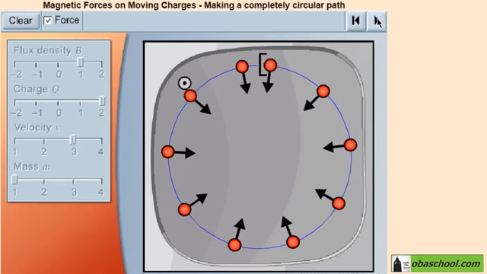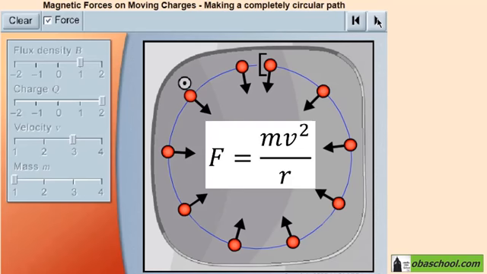The constant force of the particles perpendicular to their path provides the centripetal force needed to make them follow the circular path. The force F on a charge Q moving with a velocity v in a magnetic field of flux density B is given by F equal to BQV, and the centripetal force needed to keep a particle of mass m traveling in a circular path of radius r with a velocity v is given by F is equal to mv squared divided by r, which is the centripetal force.